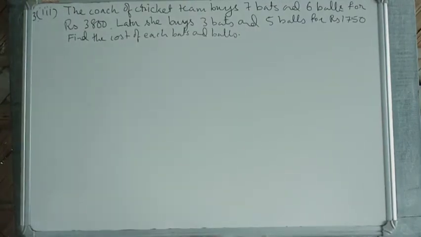Now this is your third part question. The coach of a cricket team buys 7 bats and 6 balls for rupees 3,800. Later she buys 3 bats and 5 balls for rupees 1,750. Find the cost of each bat and ball. So this is what you have to find. This one is very easy, so I'll not explain much, we'll just go through the solution.